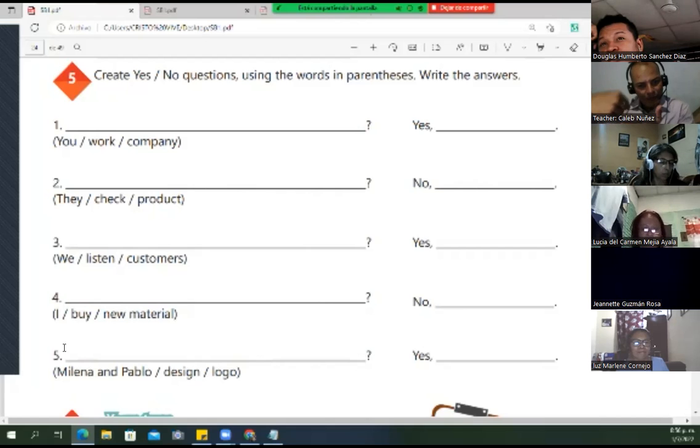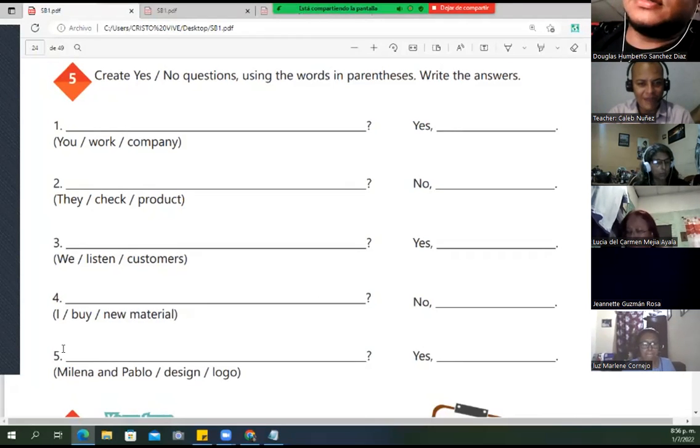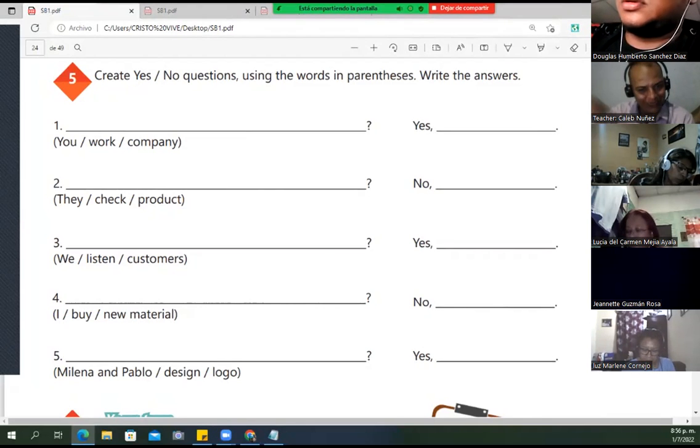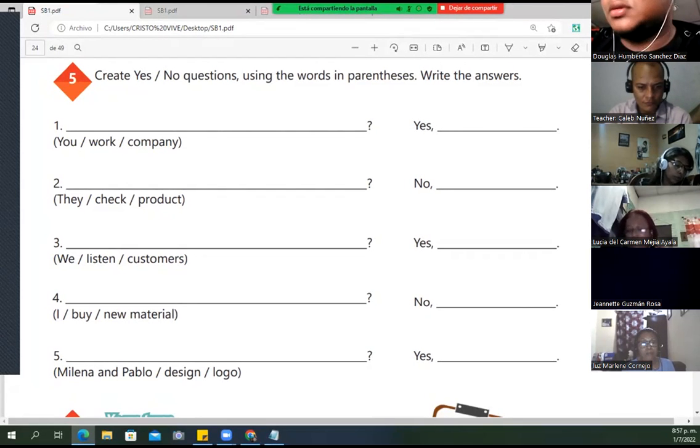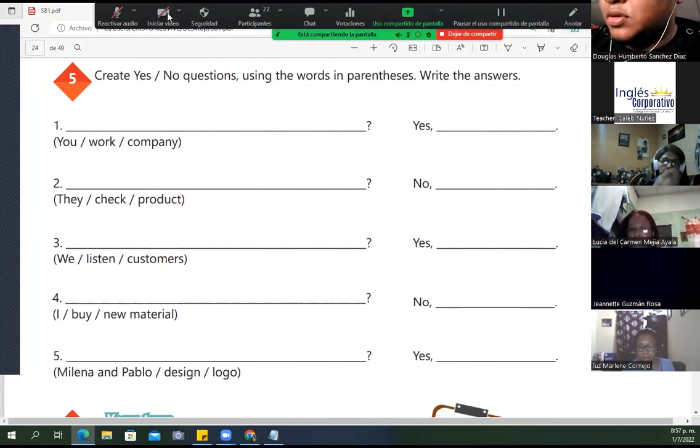Ok. Entonces, realicen ahí, make number 2, 3, 4, and 5. Write them. Practiquen su writing, practiquen su escritura, right? 5 minutes y comparamos. 5 minutes and we compare. Do you work? Write it.